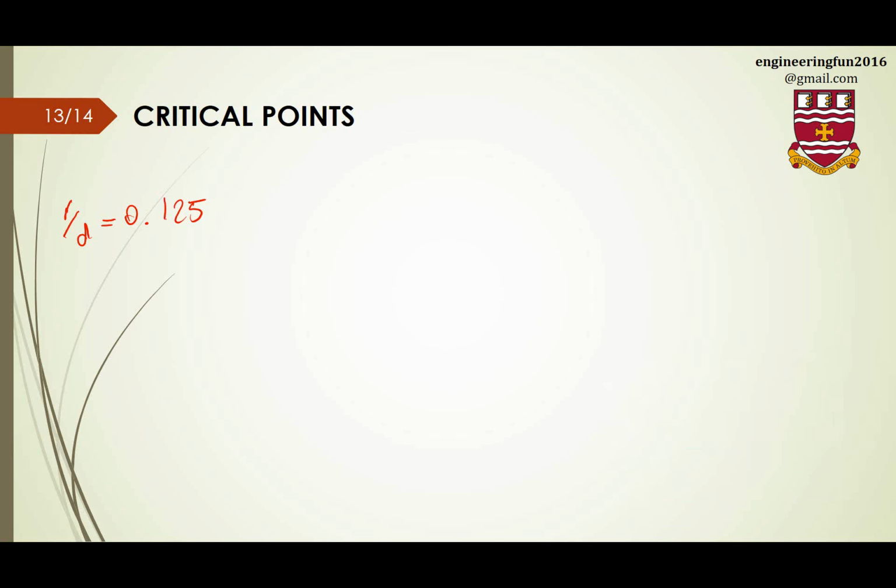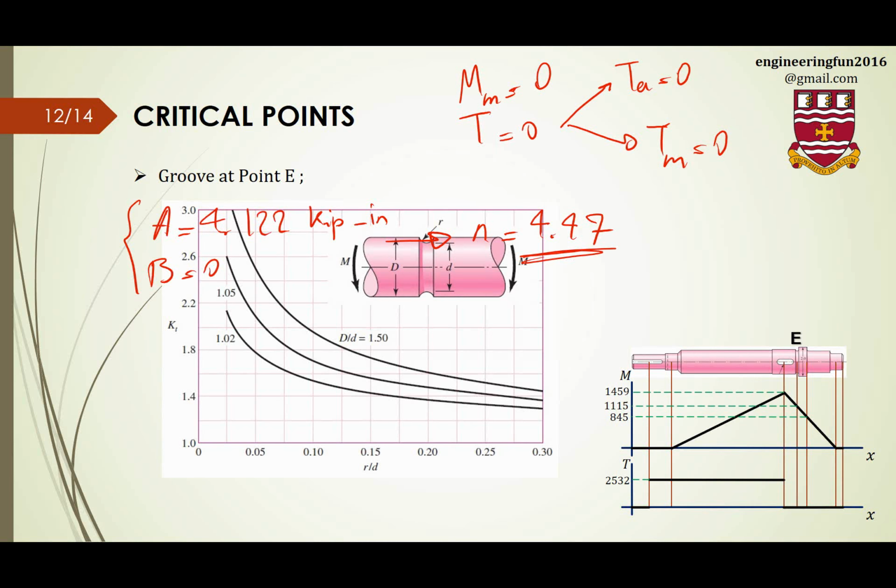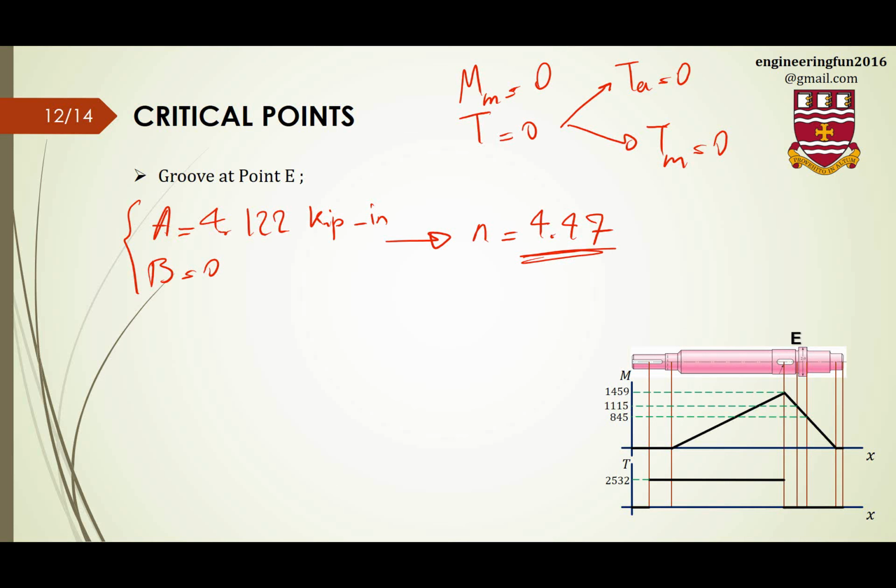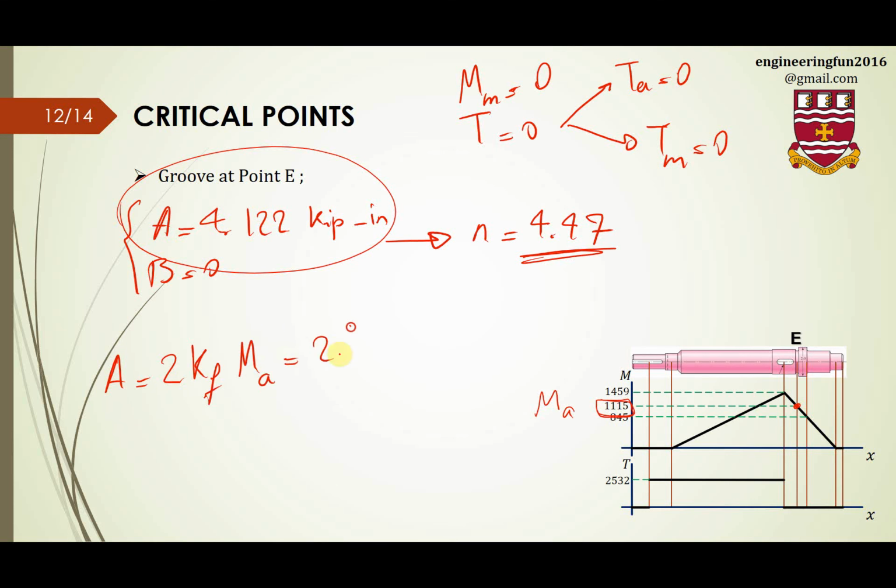I just recalled something that I wanted to double check: when we are at point E, this is the amount of moment. This is Ma that we have to use in the equations. So, for example, when I wanted to find A at this point, I said A is equal to Kf Ma, and that was 2 times 1.8 times 11.15. And the answer was whatever I wrote for you.